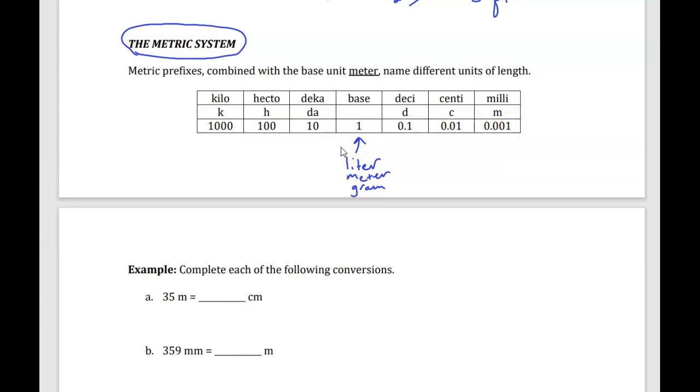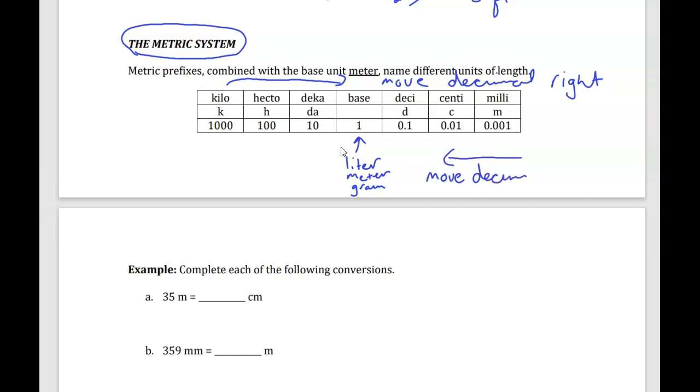And so the metric system is a base of 10. So if you're going to the right on this scale, you move the decimal place right, however many jumps you go. If you go to the left, you move the decimal left. Literally, looking at this chart, you are going to move the decimal in the direction that you move and the number of jumps that you take.